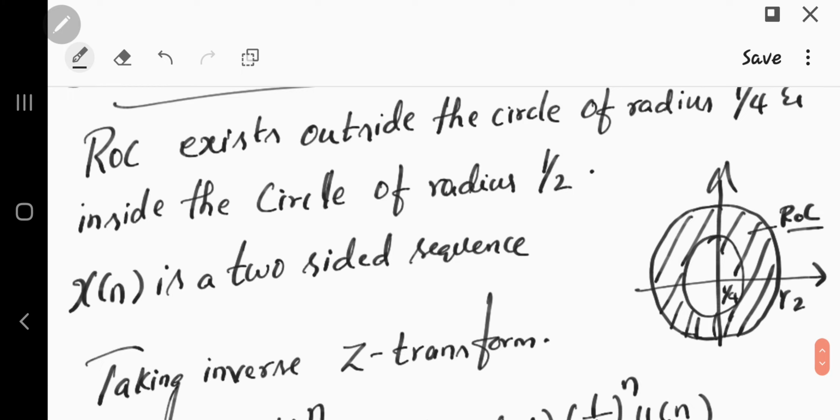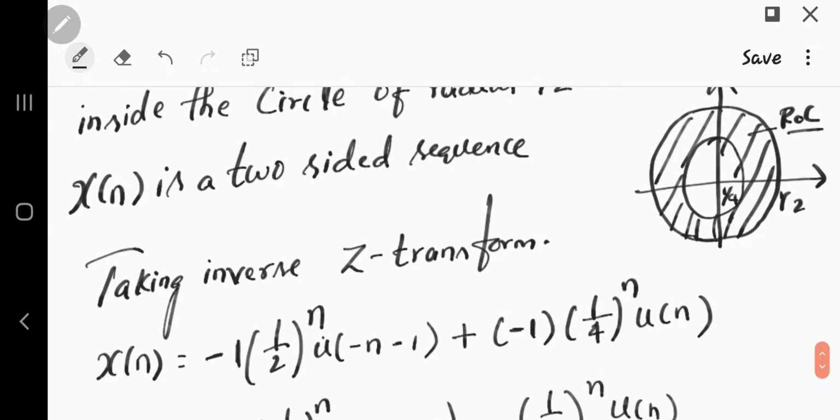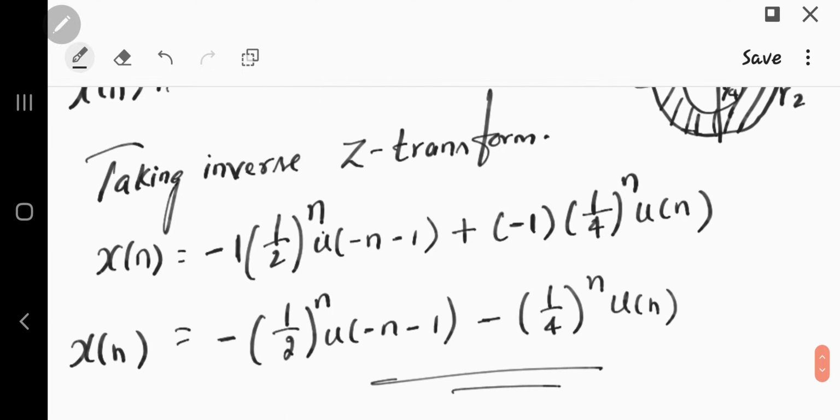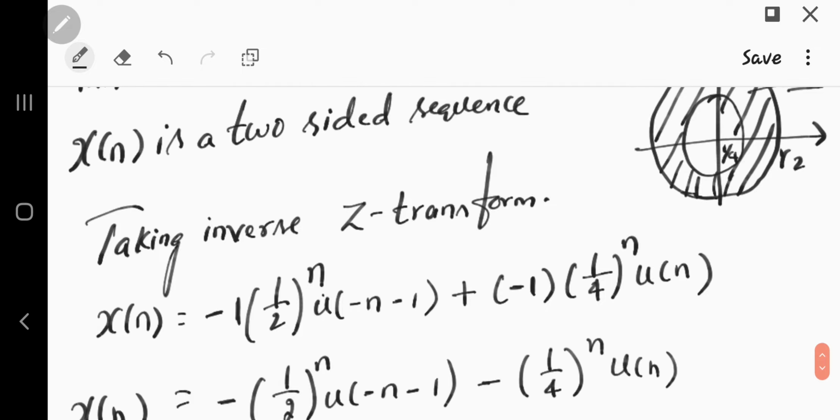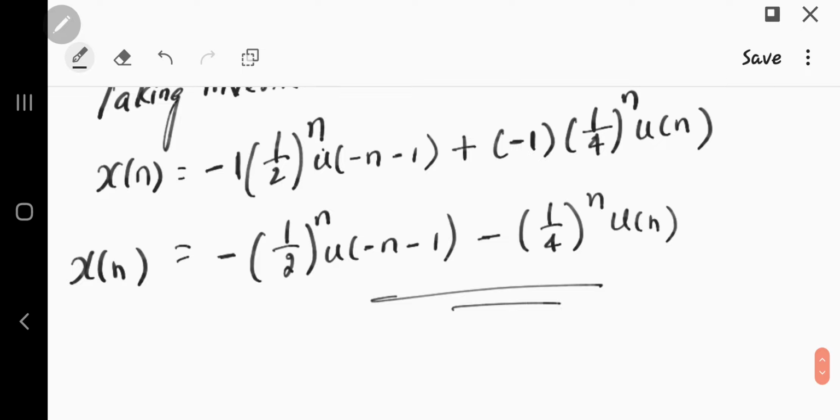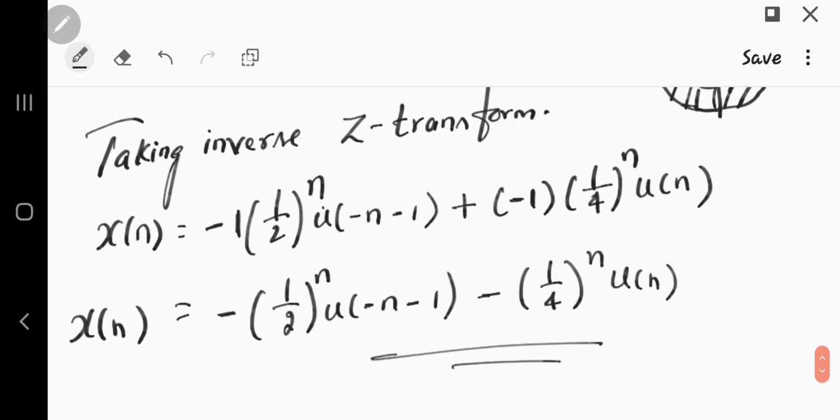In this case, ROC is in between the circles, that means it is a two-sided sequence where the part that is inside the circle is the negative one, and the circle where it is outside, that is the positive time sequence. So based on that, we have written the inverse transform.